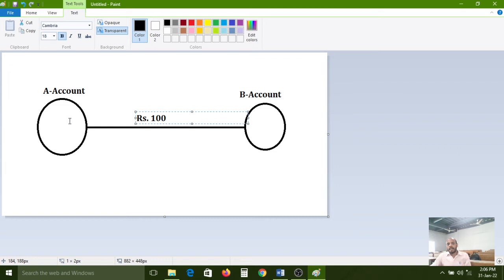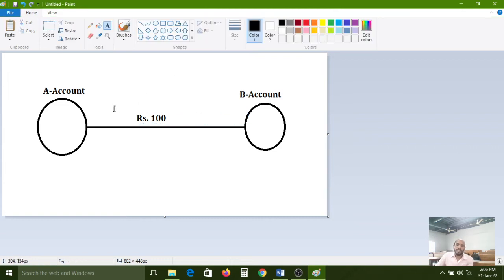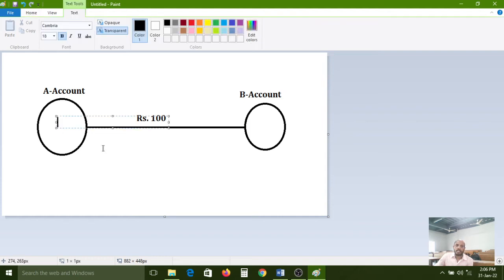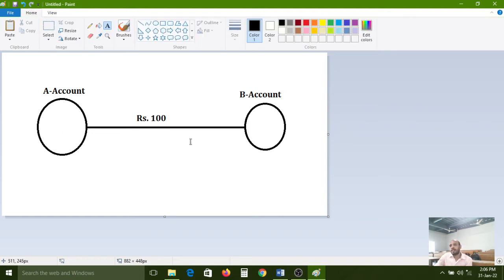First, in the active state, the transaction should be initialized. If you want to do this 100 rupees transfer from A account to B account, the transaction should be initialized with these two accounts. What is the transaction functionality here? It will first check whether A account is active or not. At the same time, it will check whether B account is also active or not. If both accounts are in active mode, then automatically it will go to the partially committed state.